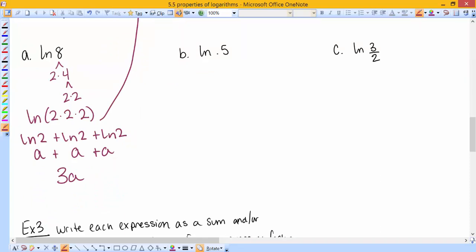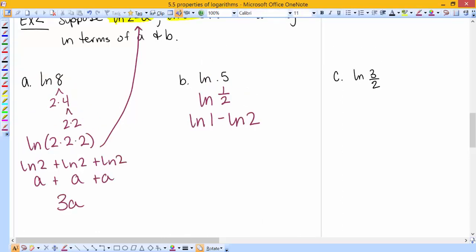Now I'm going to move on to B, where it's the natural log of 0.5. Well, I don't know the natural log of 0.5, so I am going to turn the 0.5 into a fraction. Now this is going to get me somewhere. Property 4, division becomes subtraction. So this is the natural log of 1 minus the natural log of 2.